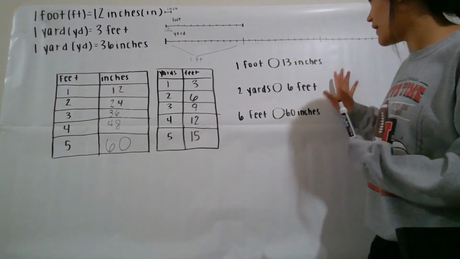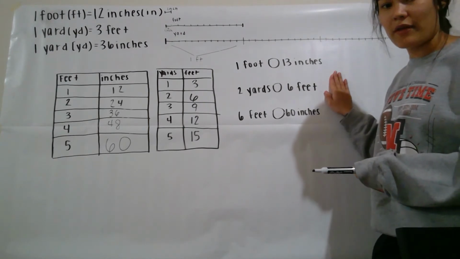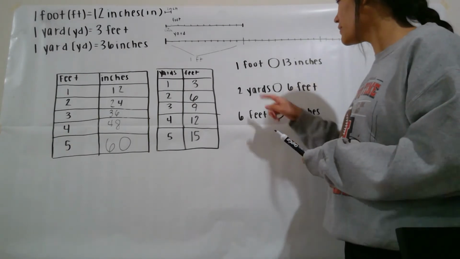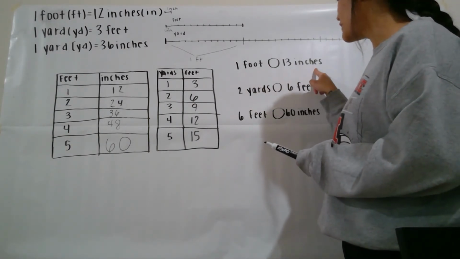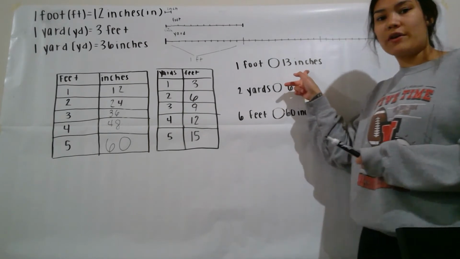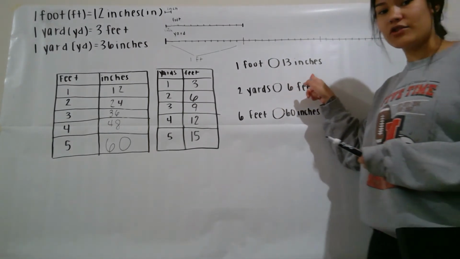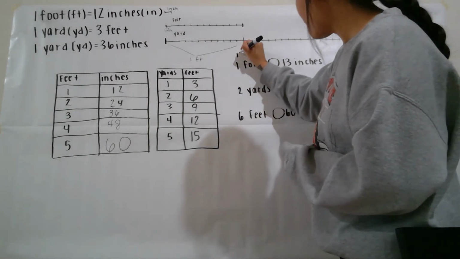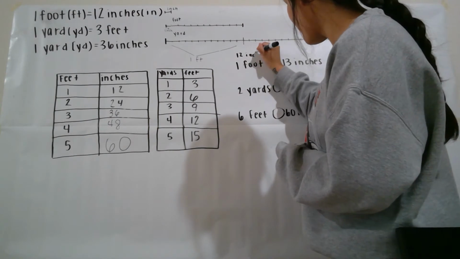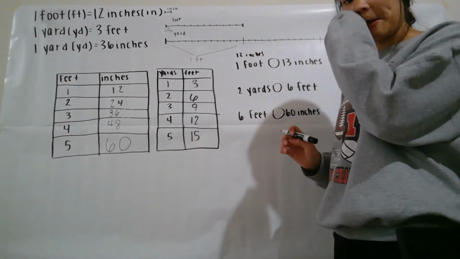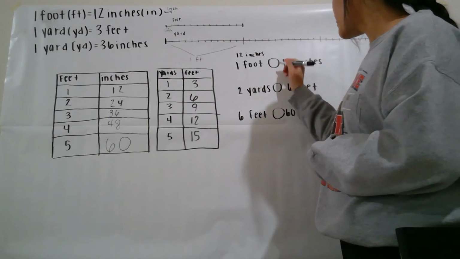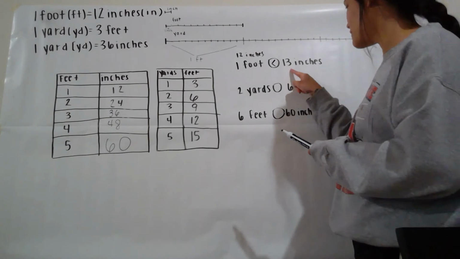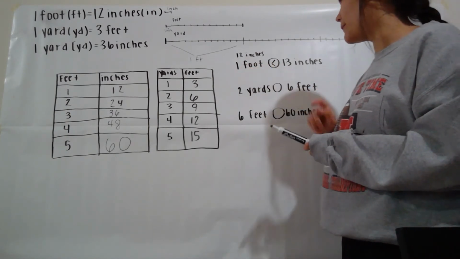So now we're going to compare some measurements. Remember that when we compare, we're going to put less than, greater than, or equal to. So we're comparing 1 foot and 13 inches. So in order to compare these, we're gonna write them both in inches. So 1 foot has 12 inches. So now we can see which one is greater. So we know that 13 is greater. So we're gonna make a less than symbol because 13 inches is greater than 1 foot.